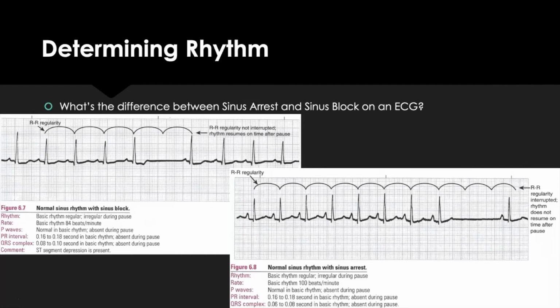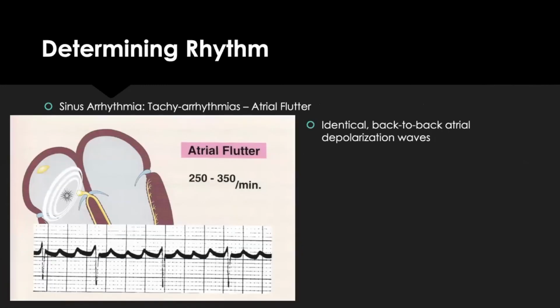Similar to determining whether or not a rhythm is regular, you can use the card method or the paper method by making little notches in paper and measuring each of these R to R's to make sure that they are the same length. And then you can use that to determine whether or not it is a sinus block or a sinus arrest. Now I'm going to get into tachyarrhythmias.